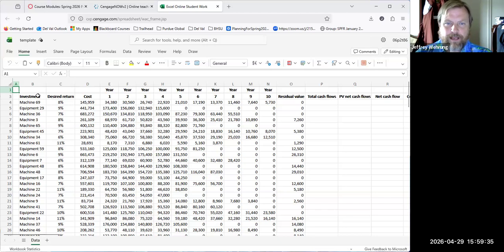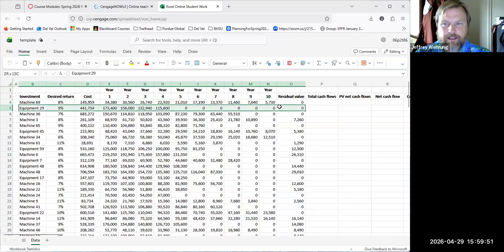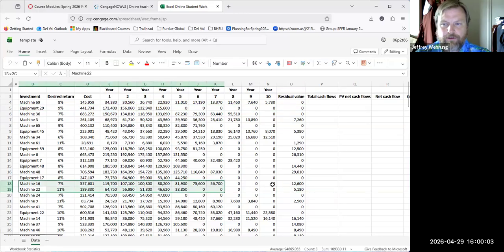In the Excel sheet, we have a number of potential investments with the desired rate of return and the cost for the investment. We have 10 years' worth of expected value that we'll get, and then the residual from this investment. So say in equipment 29, we will get value in year 1, 2, 3, 4, and then we have zero residual at the end of year 4. We could look at machine 22, and I have 5 years of useful life out of machine 22, and at the end of 5 years, there's $5,180 worth of residual left.